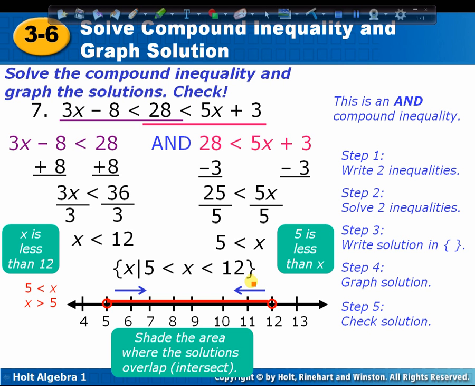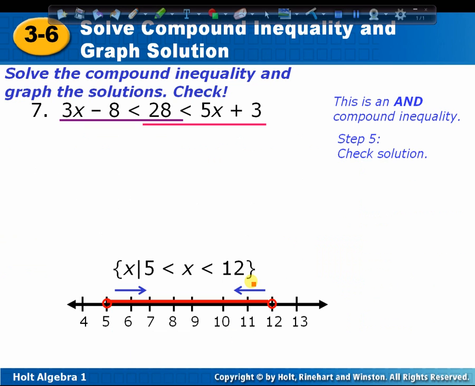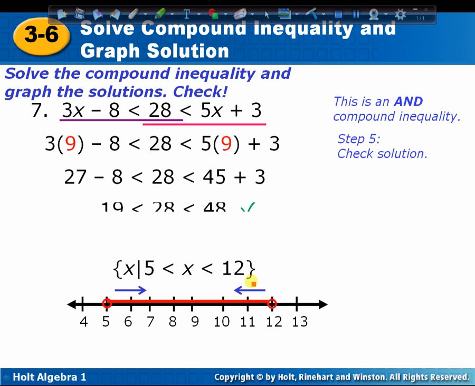Alright, then we're going to check. I'm going to check with 9 in the middle into my original. If you check with 9, I checked with 9. Just make sure that whatever number you got, that it actually works. This number is in the middle of those two. So if you didn't pick 9, if you pick something else, your check will look a little bit different, and that doesn't mean that it's wrong.